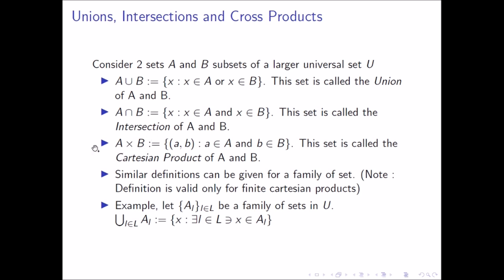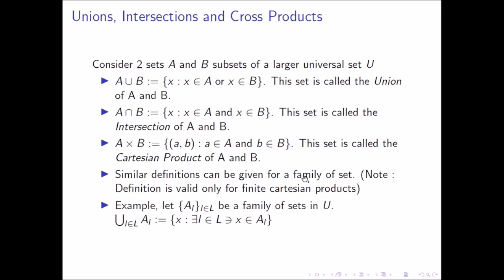So what is the cross product, this times symbol? The Cartesian product of A and B, represented by this cross, is basically the set of ordered pairs (a, b), such that a is in A and b is in B. This set is, as I said, the Cartesian product of A and B, represented by this.